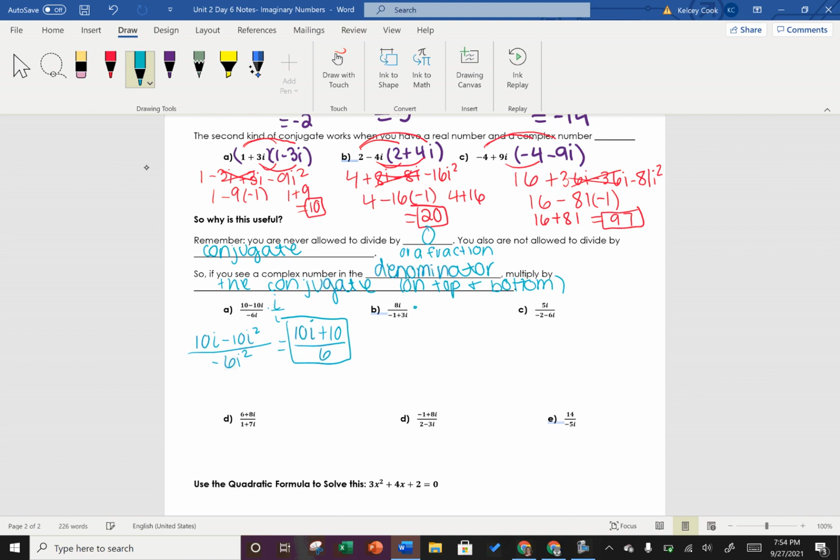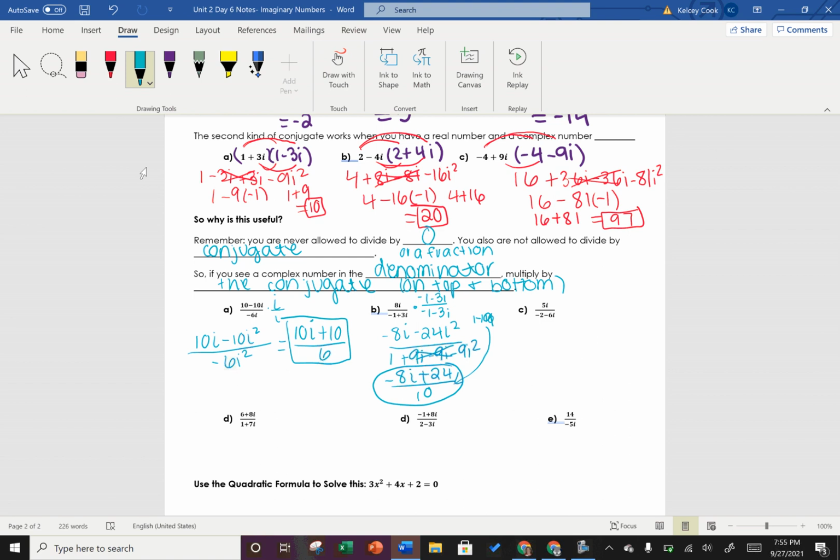Here, my conjugate is negative 1 minus 3i. So I get negative 8i minus 24i squared over 1 plus 9i minus 9i minus 9i squared, which becomes negative 8i plus 24 over 10, because your 9i's will cancel, and 1 plus 9 is 10.